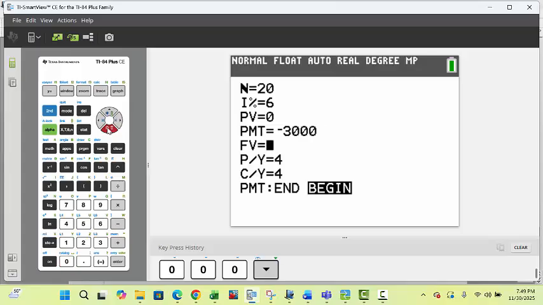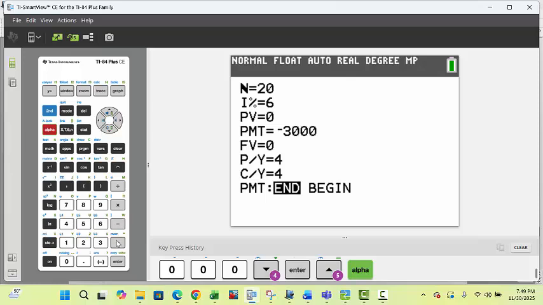And I need to come down here though and change, be careful, sometimes I forget to do that too. But change this back to end, this ordinary annuity, so that needs to be end. Come up here and highlight the PV. We go alpha solve. There it is, 510.592.